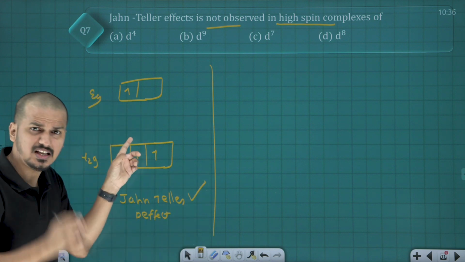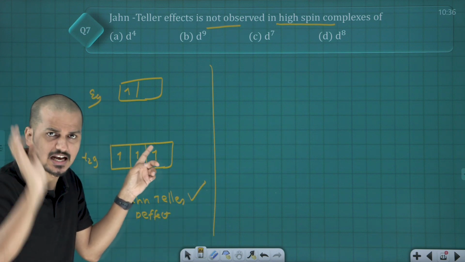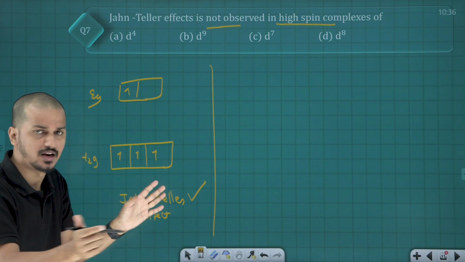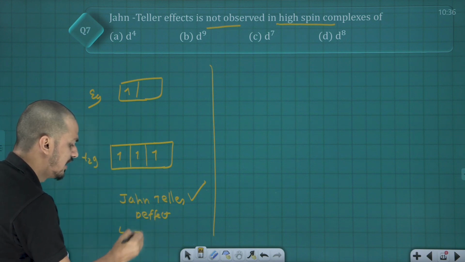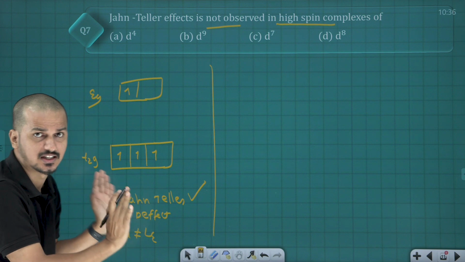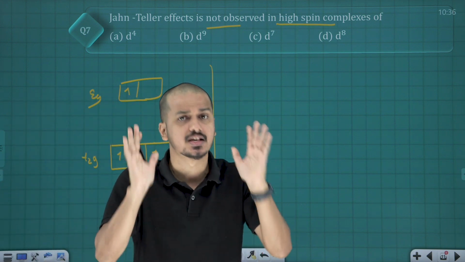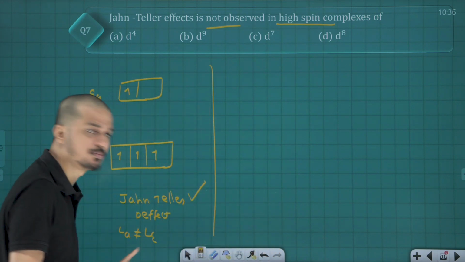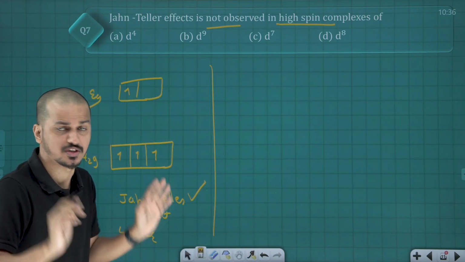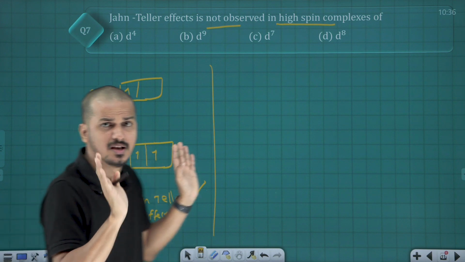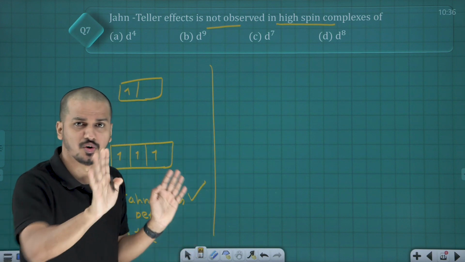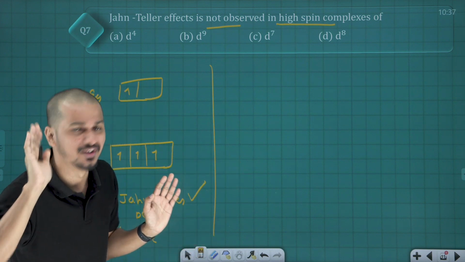So here, the length of the axial bond and the length of the equatorial bond are not equal. In the case of a regular octahedral, the length of axial and length of equatorial are the same. But Jahn-Teller defect being there means both are not equal. That's what Jahn-Teller defect is. You know the idea, I'm not wasting my time explaining the theory again. You know the basic ideas. Ready? Yes or no?